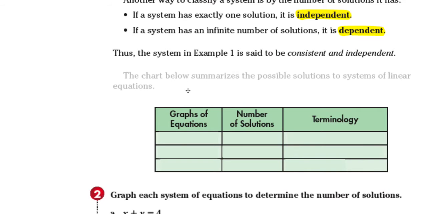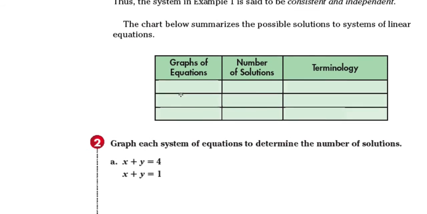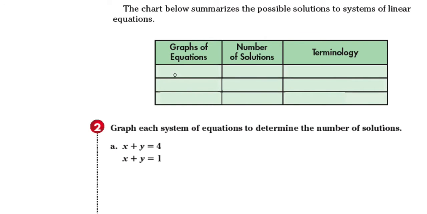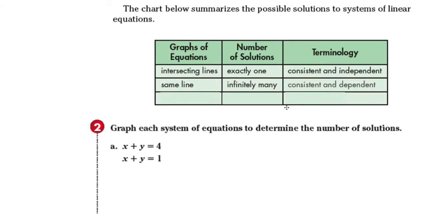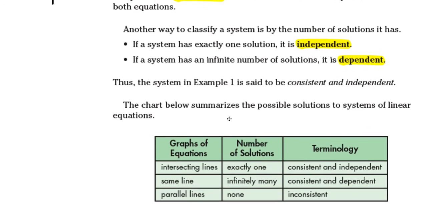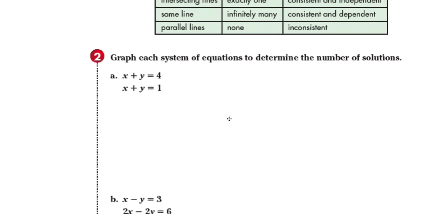This chart right here summarizes the possible solutions to systems of linear equations. The first one: if you have intersecting lines, the number of solutions would be exactly 1. The terminology would be consistent and independent. If you have the same line, which means two lines coincide, they have infinitely many solutions and are said to be consistent and dependent. And finally, you have parallel lines: no solution, therefore this system is simply inconsistent. Know the terms, and write this down in your notes.